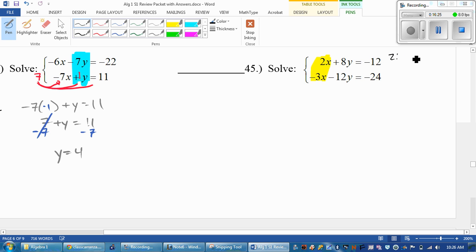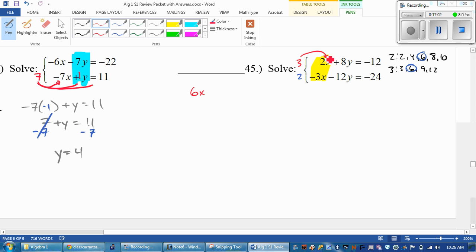So the multiples of 2 are 2, 4, 6, 8, 10. The multiples of 3 are 3, 6, 9, 12. The lowest one they both have in common is 6. So that's what we're trying to find. Now, for 2 to get to 6, I need to multiply it by 3. And to get negative 3 to 6, I'm going to multiply it by 2. So the thing to remember is we need to multiply everything by 3 on the top.